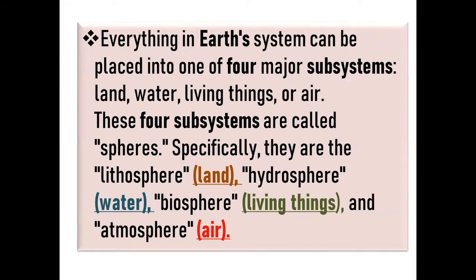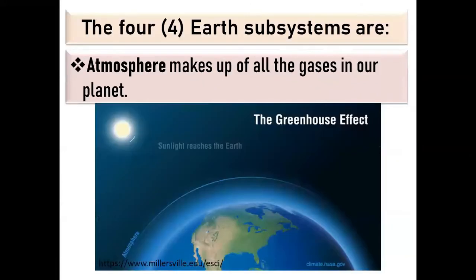Everything in Earth's system can be placed into one of 4 major subsystems: land, water, living things, or air. These 4 subsystems are called spheres. Specifically, they are the lithosphere, land, hydrosphere, water, biosphere, living things, and atmosphere, air.